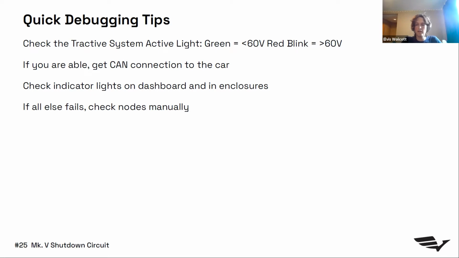If getting CAN isn't feasible, or it is telling you something and you've checked that node and it seems like it's working, the indicator lights on the dashboard and in enclosures are a good bet always.